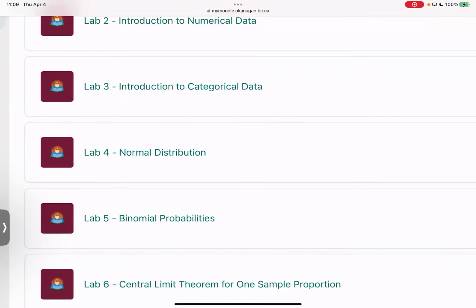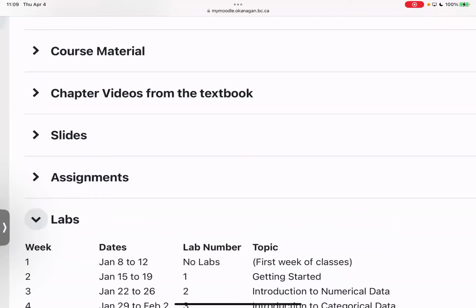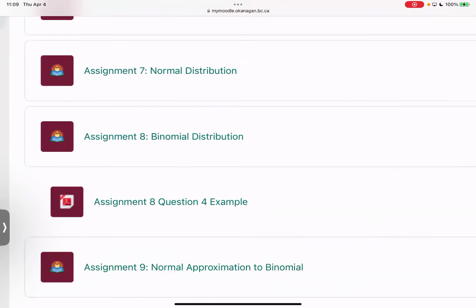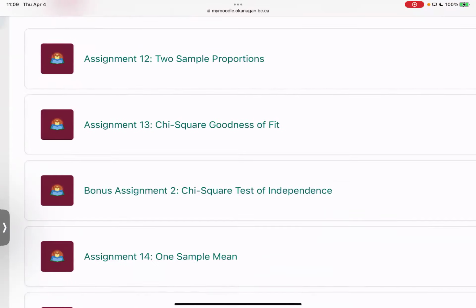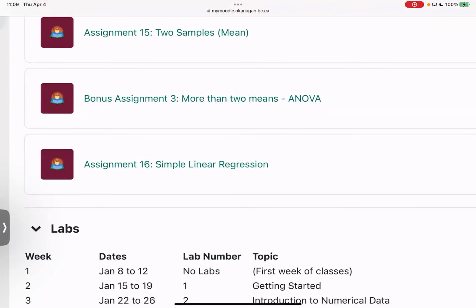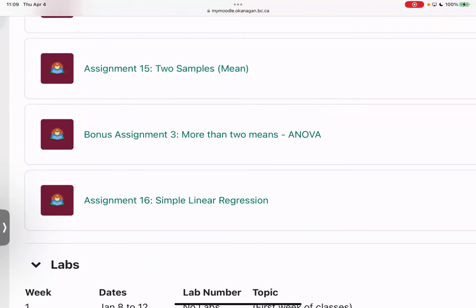Same thing for assignments. Where is it? Here. So I posted a bonus assignment for more than 2 means in ANOVA, and there's a link to a video that you can watch to do that assignment. It also links to an old version of the formula sheet because we don't have ANOVA formulas on our formula sheet. So I would check that out. And then assignment 16, last assignment.